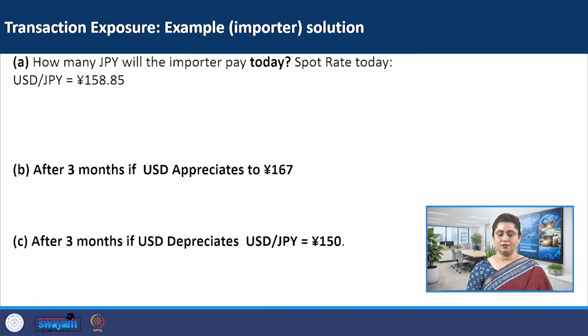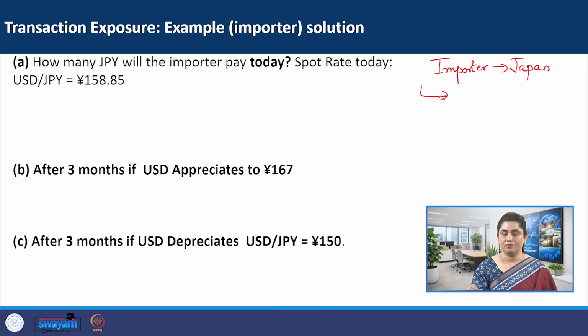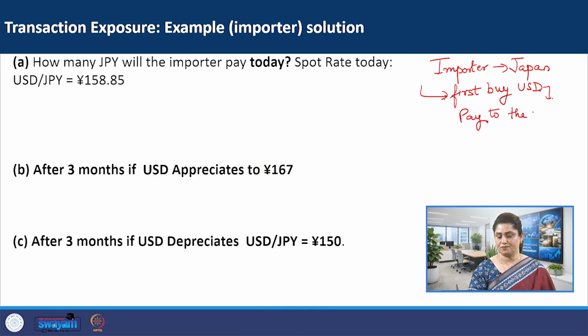Now here things are simple. We have an importer, and this importer is in Japan. Now this importer will first buy USD, and then is going to pay the exporter. Now what is he going to exchange when he buys USD? He will exchange yen, that is the Japanese yen, right?